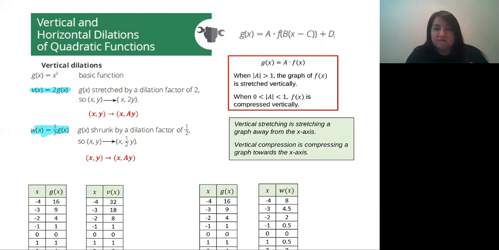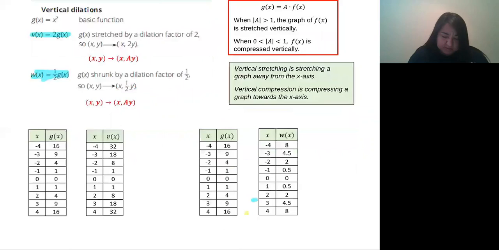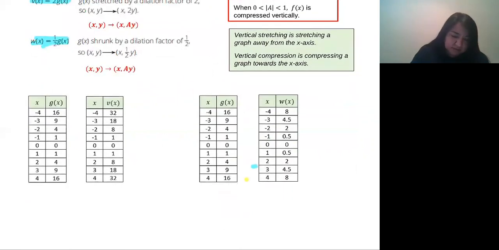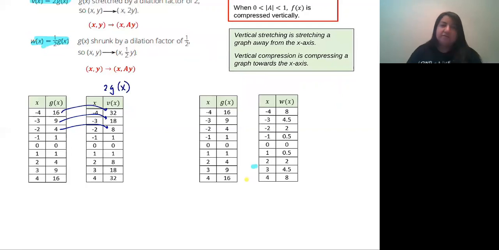So in the table of values, what does that look like, or what does that mean? We'll look at our table of values. The x's are staying the same, but look what's happening to my y values. Remember this was 2 times g of x, so my y values were being multiplied by 2. And remember, w of x was 1/2 times g of x. Look what's happening in my y values. They are being multiplied by 1/2.